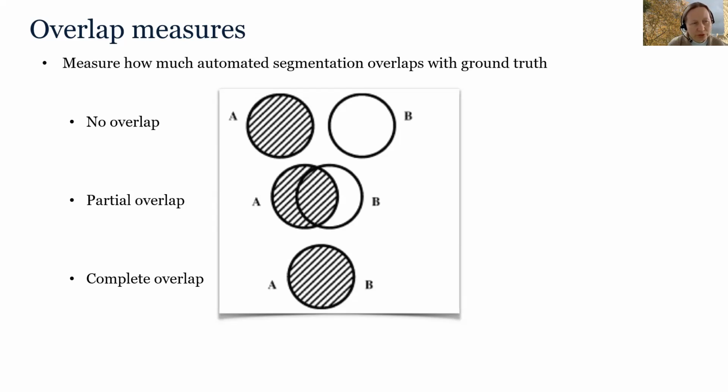evaluate our segmentation. So the most common measures are called overlap measures, and they measure how much the automated segmentation overlaps with the ground truth. So what do we mean by overlap? If the segmentations have no intersection, they are completely distinct, then we say that they have no overlap. If they have partial intersection, but they are not completely identical, then they have partial overlap. And complete overlap means that the segmentations are identical.